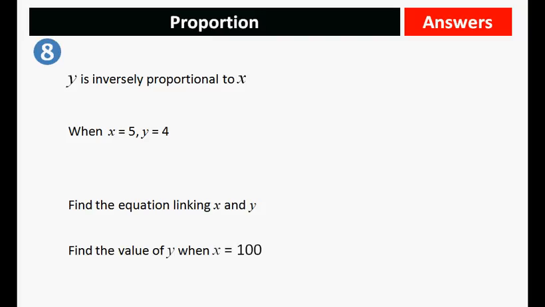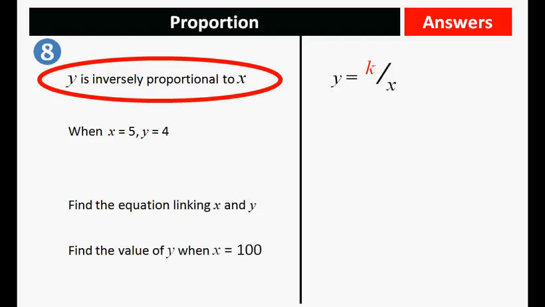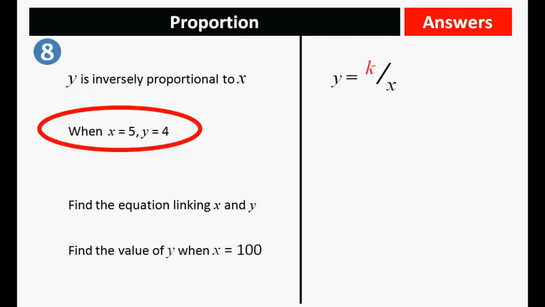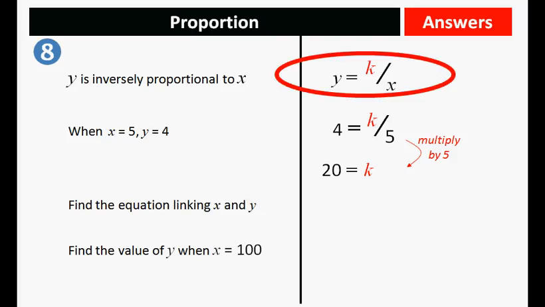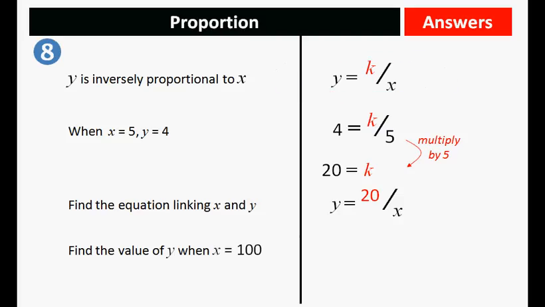Question 8. Y is inversely proportional to x again, so y equals something divided by x. We've got two values, 5 and 4. So put those in and we get 4 equals something divided by 5, and we've got to figure out what that something is. In this particular case, it's a little easier than the last one because all we have to do is multiply both sides by 5 to get that the missing value is 20. So the relationship between them is that y equals 20 divided by x.